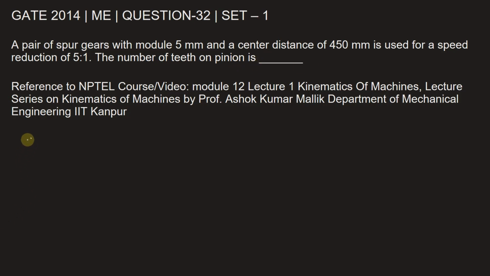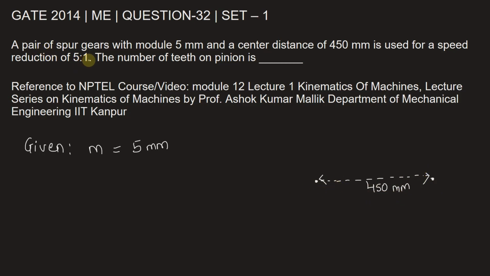So let's write the given things first. We are being given that module is 5 mm, module being denoted by m, which is nothing but the unit size of a gear, is 5 millimeters. Center distance is 450 millimeters. So they have given the center distance from the pinion gear to the main gear. That center to center distance is given to be 450 millimeters. This will help us to calculate the radius of each of the gear.